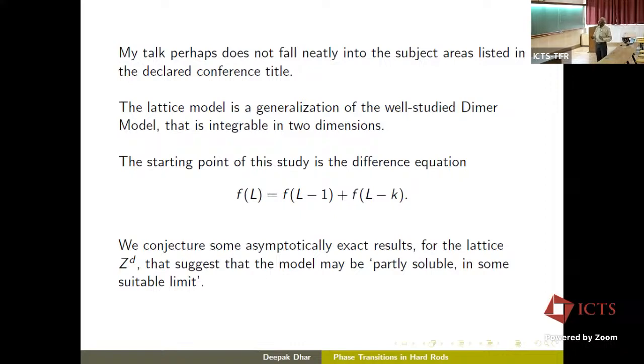And finally, we will conjecture some asymptotically exact results for lattice models in d dimensions, which suggests that the model may be partly soluble in some suitable limit. So it's not really integrable, but maybe there's some limit where it becomes integrable. You will have to decide whether it becomes integrable or not, because our work is more like a conjecture. But I still thought it will be interesting and you will find it interesting. So let me just go ahead.